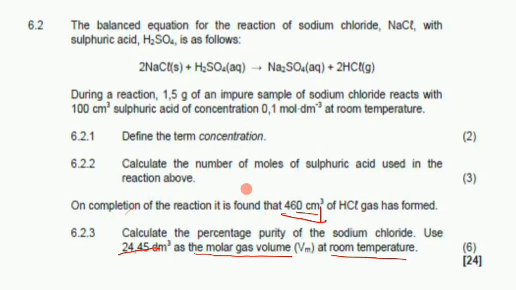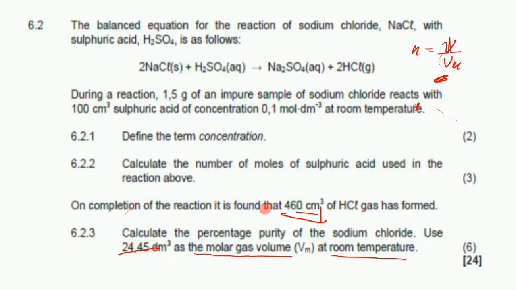So in this case, you're still going to use the same formula, because Vm only appears in the formula V over Vm, but then instead of substituting 22.4, now you're going to substitute the one that you are given there. So you always have to note these questions and make sure that you read your statements correctly.